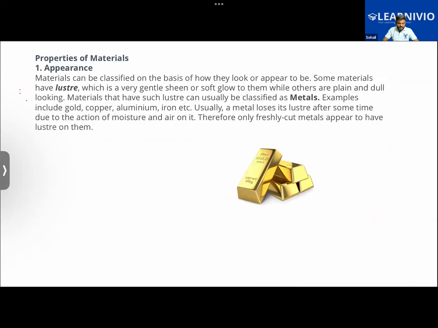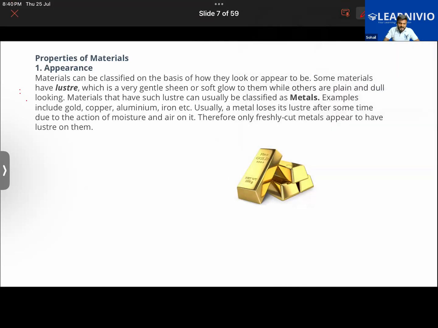Okay. So based on the appearance of the materials, we have shiny objects and non-shiny objects, or basically lustrous and non-lustrous objects. Based on how they look, the objects can be classified as lustrous or non-lustrous. Some of them are very shiny, like this gold, so they have luster in them. Some of them are not as shiny as gold, like bronze, but that will also be taken as a shiny object.